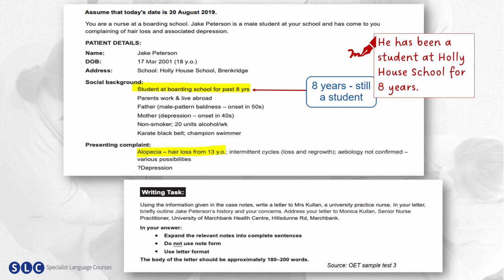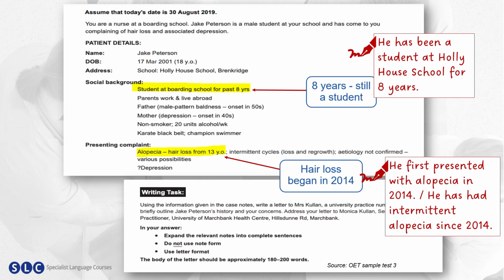We can also see that his hair loss began in 2014, so the past simple would be most appropriate here. For example, he first presented with alopecia in 2014. Or you could also use present perfect with since. For example, he has had intermittent alopecia since 2014.